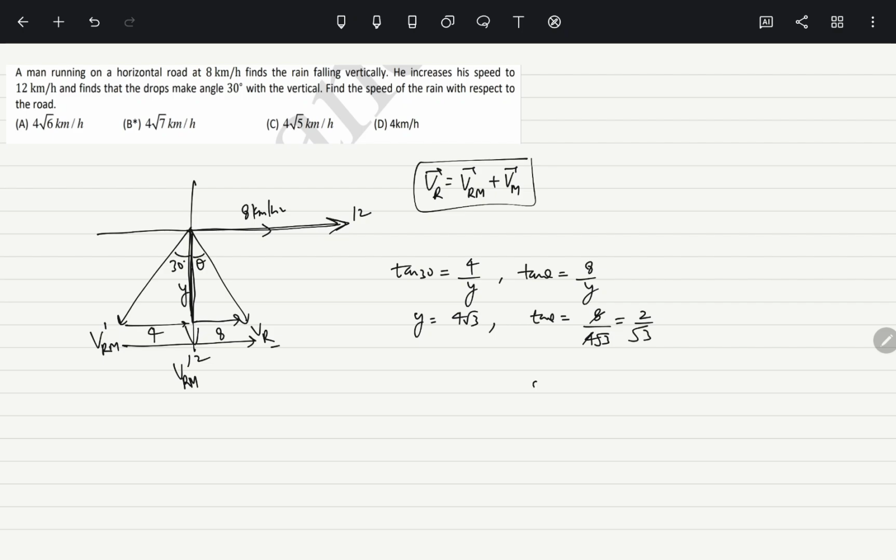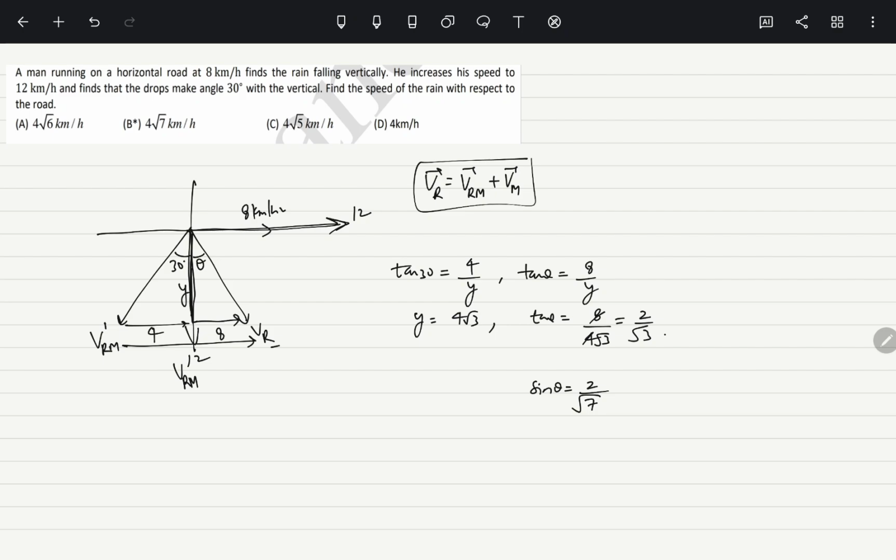Now from this one I'll calculate the sin theta, which I need. Sin theta is opposite by hypotenuse, so it is like 3 plus 4, 7. So sin theta is 2 by root 7.